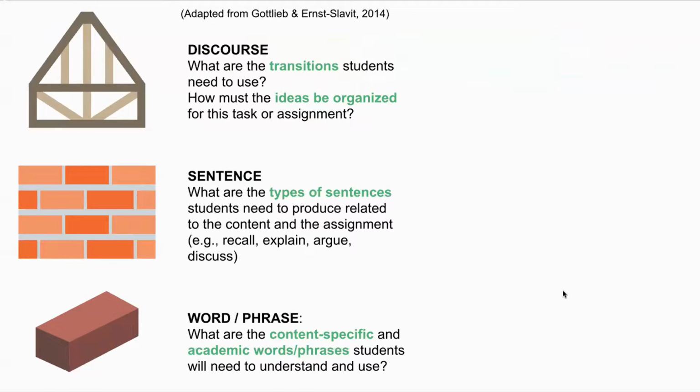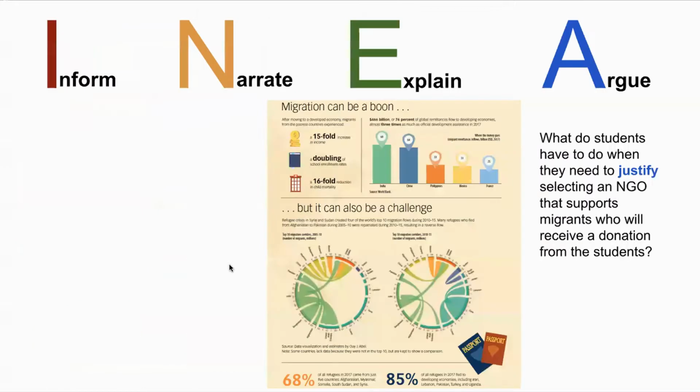Let me go to the last one, perfect timing to end at 9:45 my time. I want to share with you the next thing, which is called discourse, sentence, and word phrase level. This comes from Dr. Gottlieb and Ernst Slavitt. They talked about language as different levels. There's the word phrase level, which is content-specific words. There's the sentence level, and then there's the discourse level. The sentence level is just how are you using the content-specific words? Is it recall, explain, argue, discuss? Very similar to what we did here.